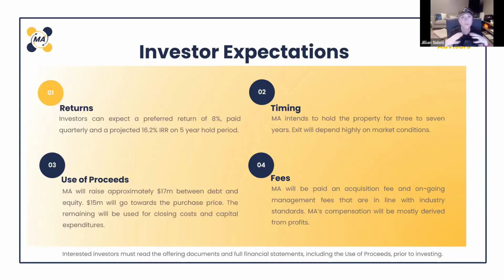You've brought them through this wonderful experience of getting them to believe that they could be part of this wonderful opportunity. Why would you kill them with a blinding spreadsheet? Don't. Just give them the highlights. Give them what's really important to them. We're going to do a preferred return paid quarterly, and we project a 16.2% IRR on a 5-year hold period. That's what they need to know right now.